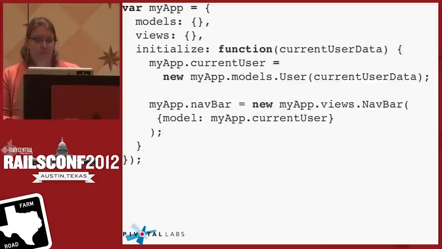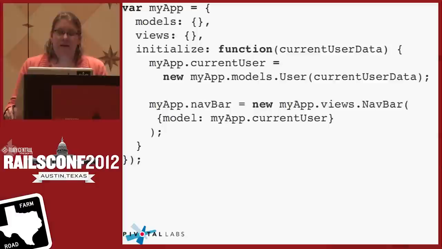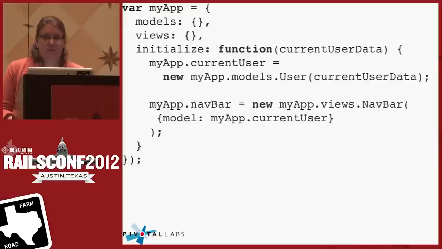And the initialize method does two things. First, it creates a model instance that represents the current user. And second, it creates a view instance that controls the navigation bar. So typically, what you'll find in the app level initialize method is views that control all of the global pieces on your page, so headers, footers, anything that's persistent, and any state that you need to maintain at an app level, in this case, the current user. And often, there's other things you need as well. Pretty straightforward so far. I don't see anyone nodding. That's a bad sign.